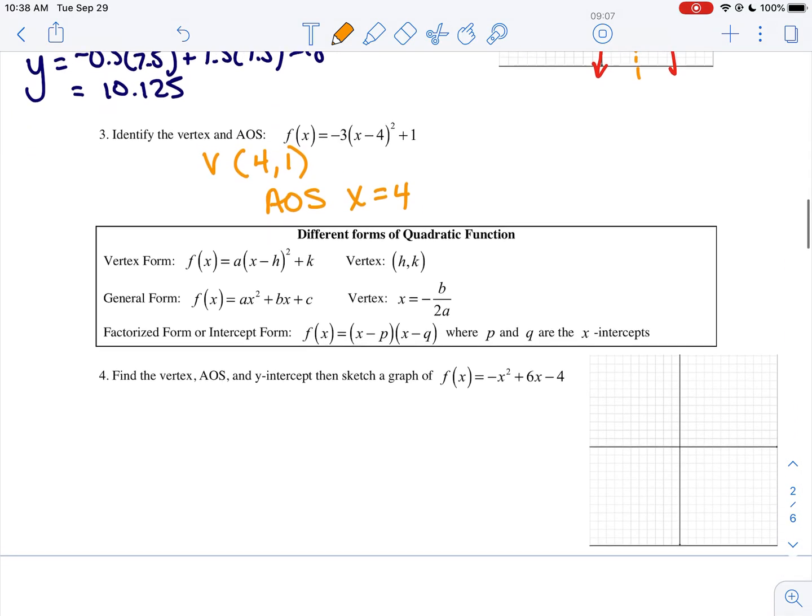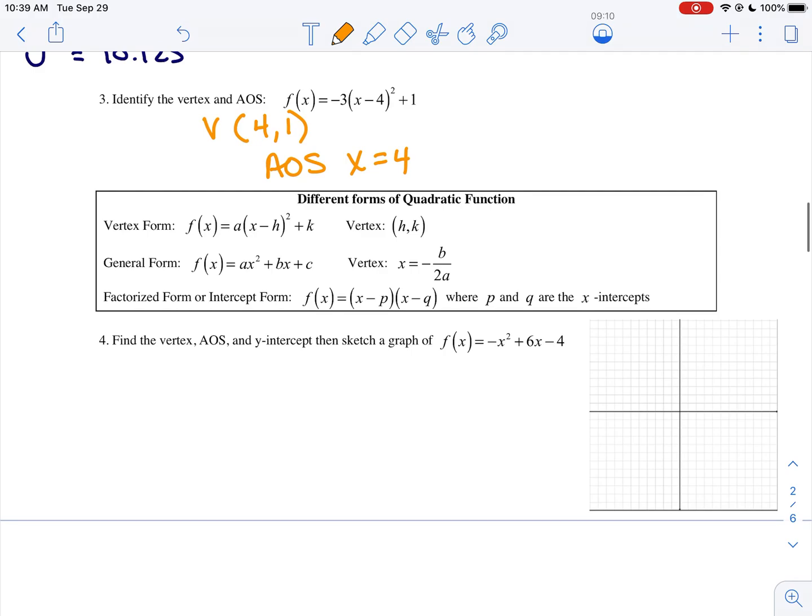All right, here's all the different forms of a quadratic function. Vertex form, then the vertex is (h, k). The general form or standard form, the vertex is x equals -b over 2a. And then factored form or intercept form is (x minus p) times (x minus q), where p and q are the x-intercepts. All right, let's look at number 4, if you need help with this one.